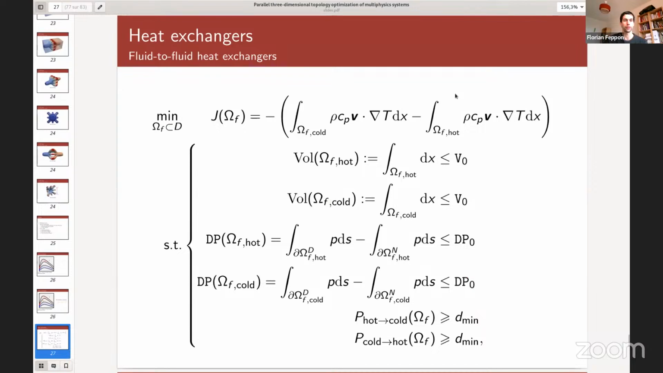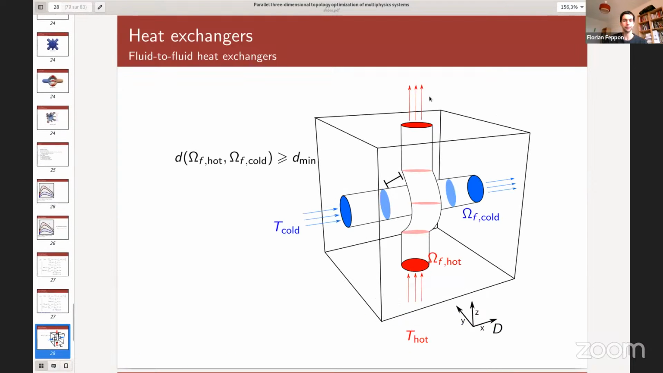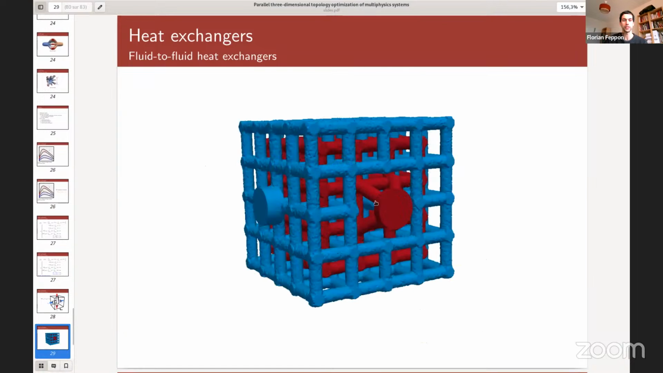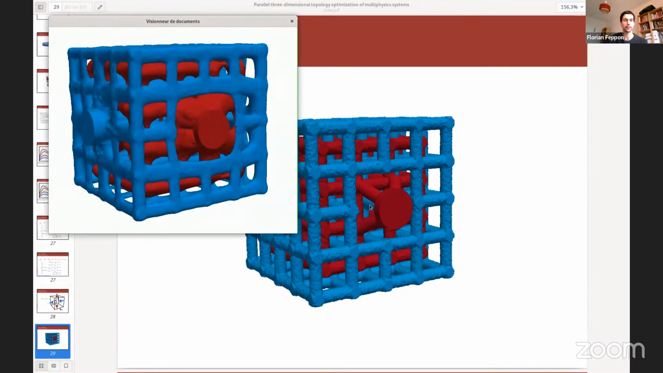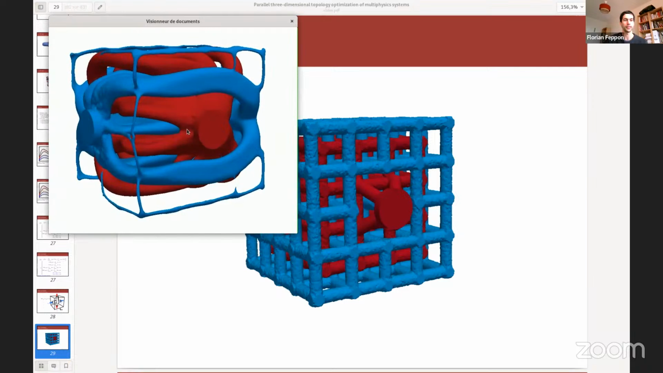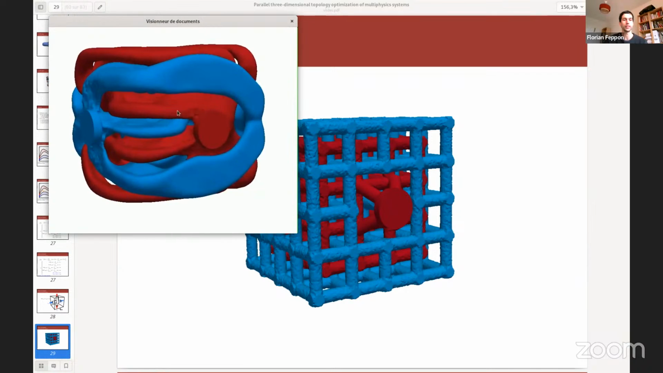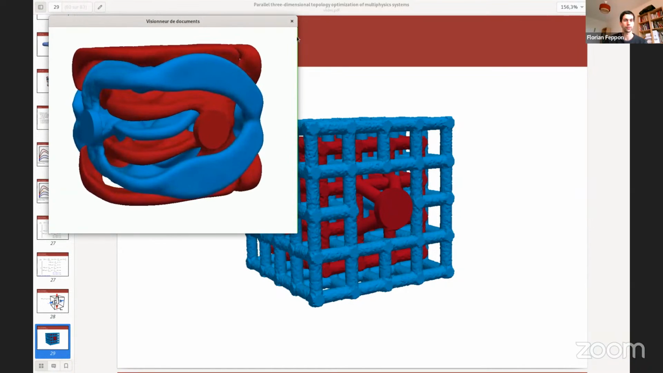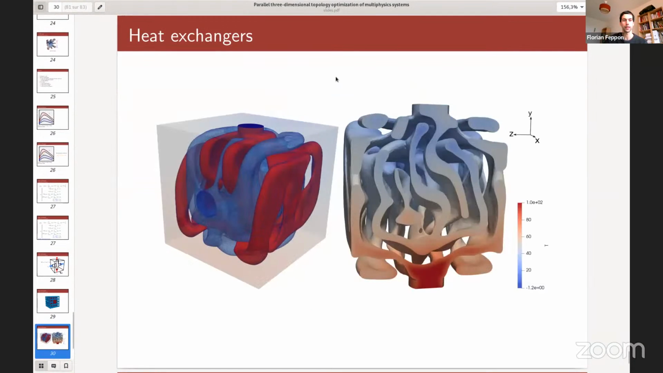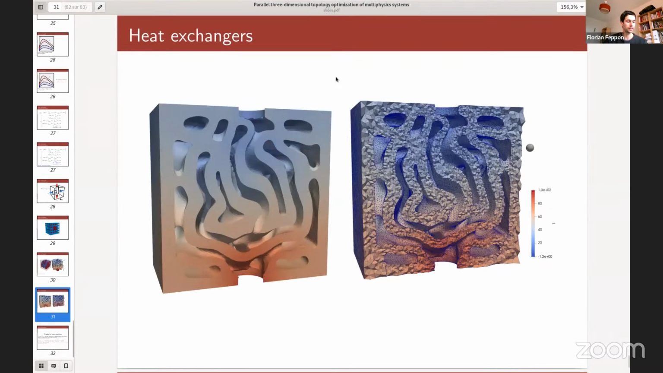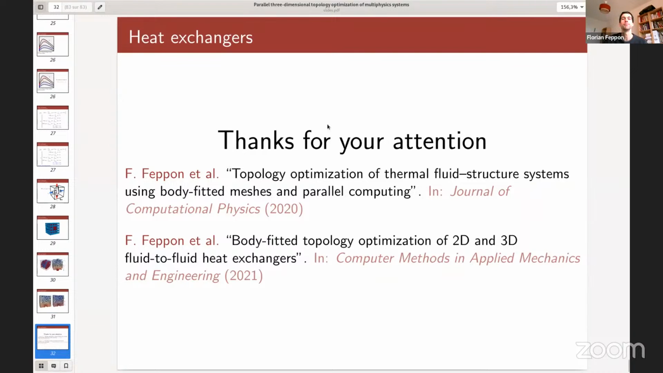We wrote the optimization problem, and we devised a method to solve it. I will not explain it here, but basically we managed to implement this in 3D using large elements. We also had to devise a nice initialization, and it worked, and we obtained highly resolved three-dimensional fluid-to-fluid heat exchangers that respect the non-penetration constraint. Here is a look at the structure. With that, this is the end of my talk, and I think I am on time.